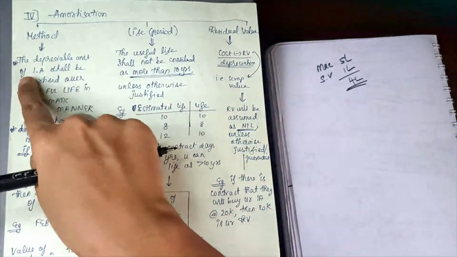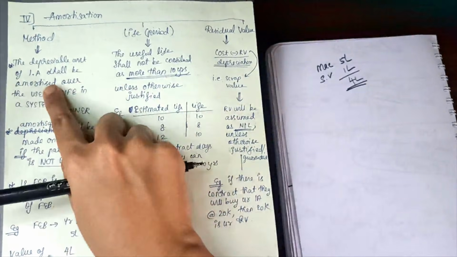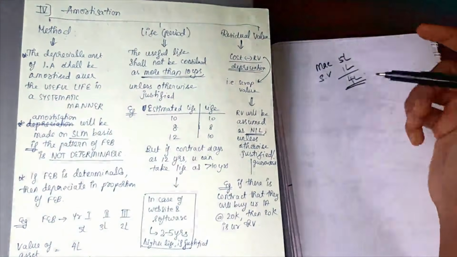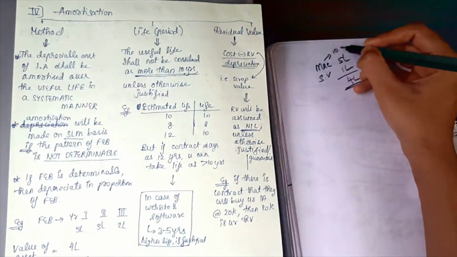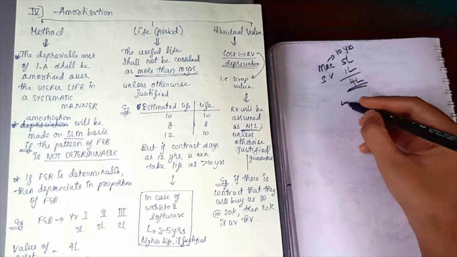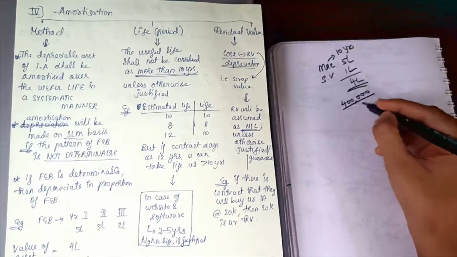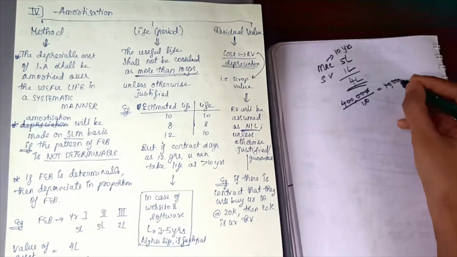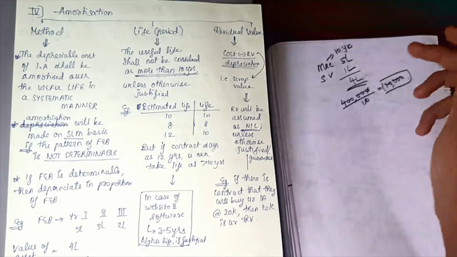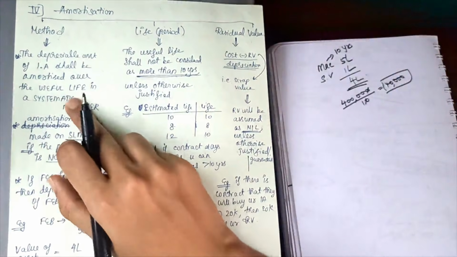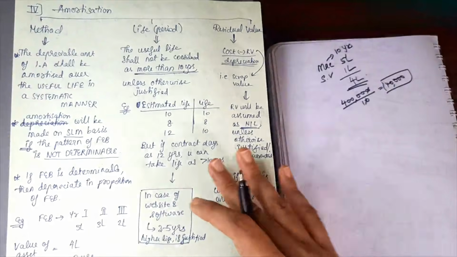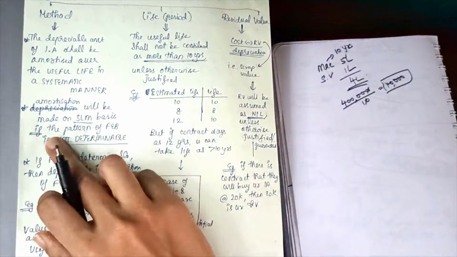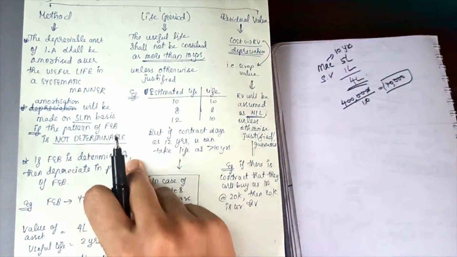So whatever depreciable amount of the intangible asset is there, you should amortize it. That means you should depreciate it over the useful life in a systematic manner. Over the useful life means if the machinery has a useful life of 10 years, then this 4 lakh is to be divided over the 10 years. So every year you will depreciate 40,000 rupees from the machinery. So that is what is given here: useful life, in a systematic manner you have to amortize. Amortization will be made on SLM basis if the pattern of future economic benefits is not determinable.